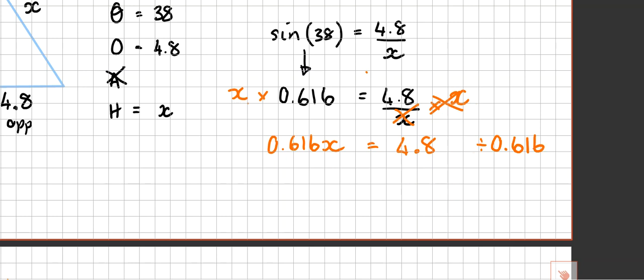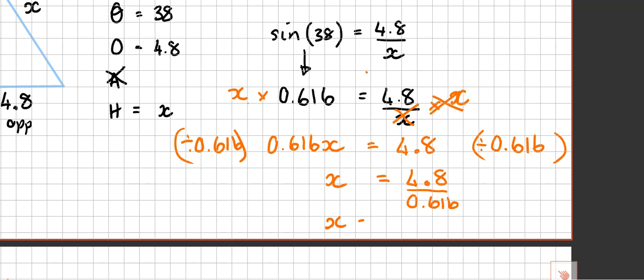What if I divide now by 0.616? Oh, I get left with x equals 4.8 divided by 0.616. So x equals 4.8 divided by 7.792. 7.792. Okay. Are you okay with that? No. That's confusing. Write it down, I know, this one, and then we'll talk about it again.